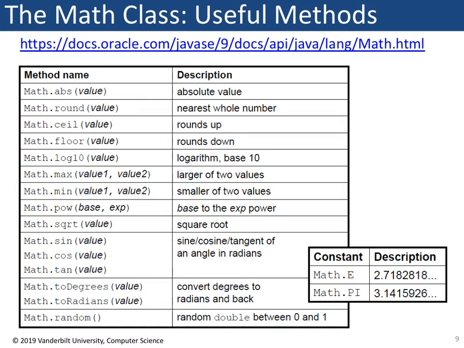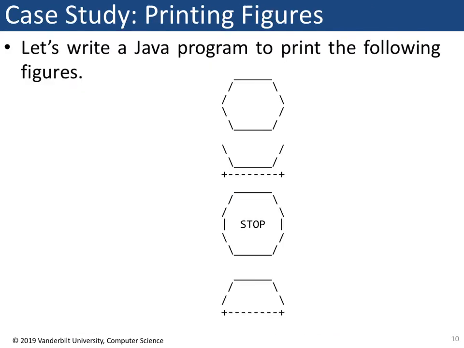But several of these also take only a single value. Then also notice, as a last note, Math.random. Math.random does not take any arguments, but rather it produces a double which is between 0 and 1 with uniform distribution. As a case study, we're going to go through the development of a program that will print this system of characters onto the screen.